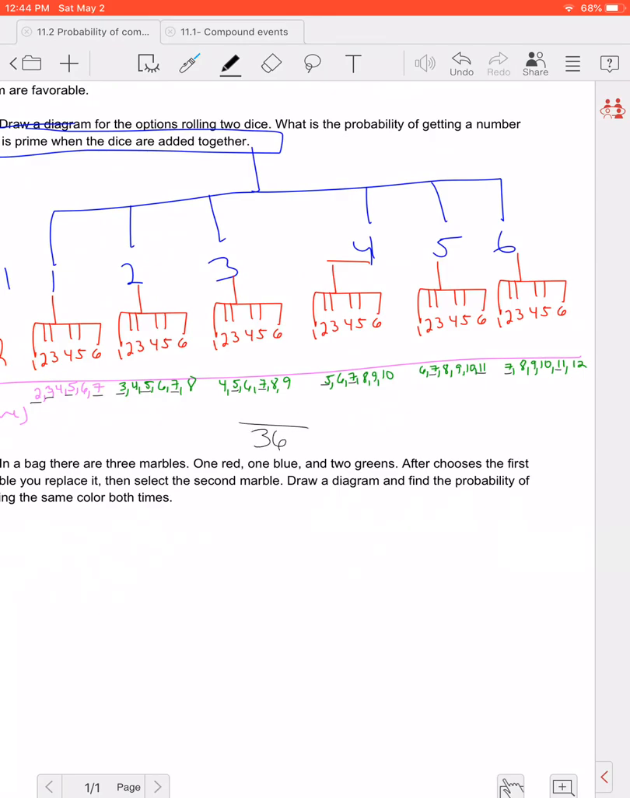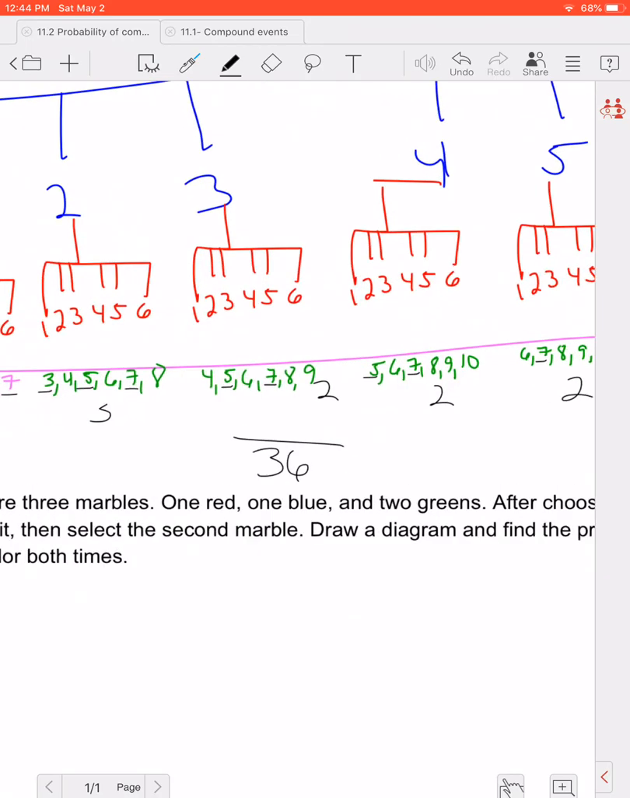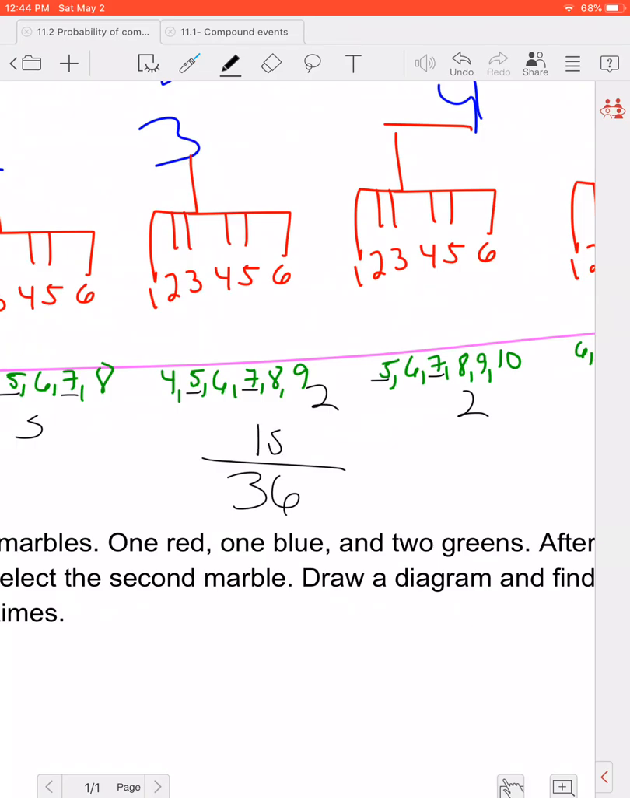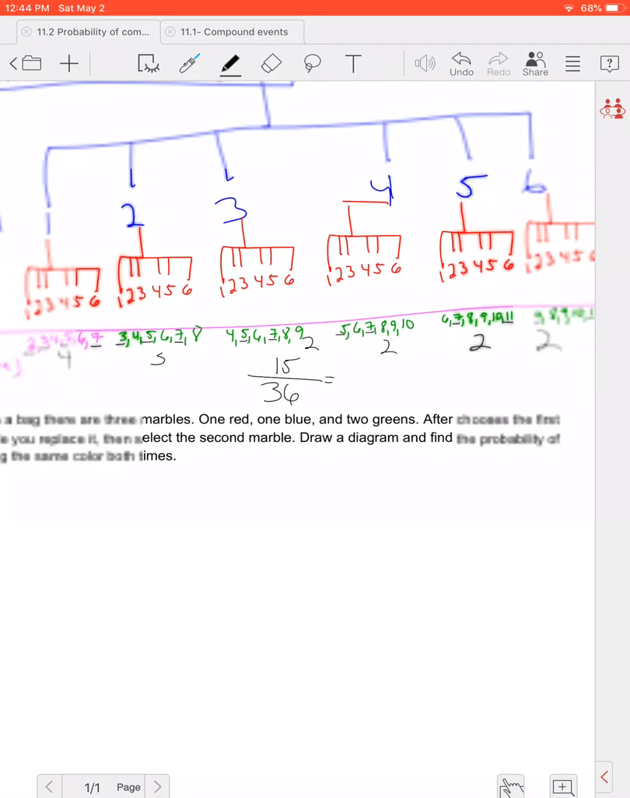Okay? Now if I count how many primes, there are 1, 2, 3, 4 in this group, 3 here, 2 here, 2, 2, and 2. So I have 2, 4, 6, 8, plus 3 would be 11, plus 4 would be 15. So we'd have 15 out of 36 are prime numbers. I feel like I added that wrong. 2, 4, 6, 8, 10, 12, 3 is 15.